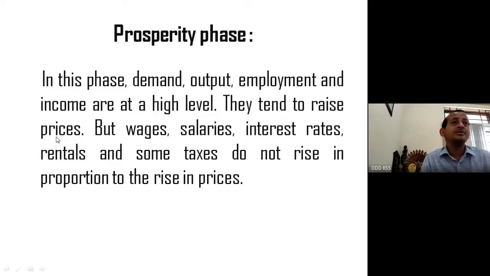Prices tend to rise. This increases the price level. But wages, salaries, interest rates, rentals of any kind, and some taxes do not rise in proportion to the rise in price. When demand, output, and employment are at the maximum level, that will accelerate prices to a certain extent, but at the same time wages, salaries, interest rates, rentals, and some taxes do not rise accordingly. So these are basically the characteristics of the prosperity phase.